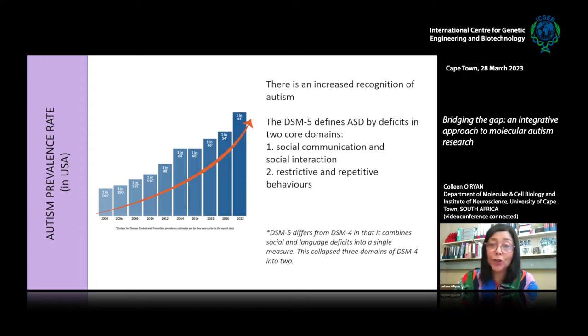The previous edition of the DSM had language as one of the deficits. And so this resulted in this broader kind of basket of conditions under one umbrella, which is autism spectrum disorder. And this is what mainly, I think, accounts for the prevalence: this increased recognition, diagnosis, and the broader diagnostic criteria for autism, which has resulted in this apparent increase of perhaps 1 in 100, all the way up to 1 in 44 in the USA.